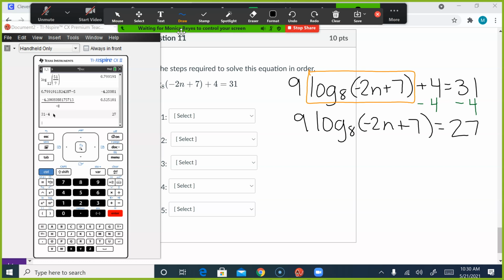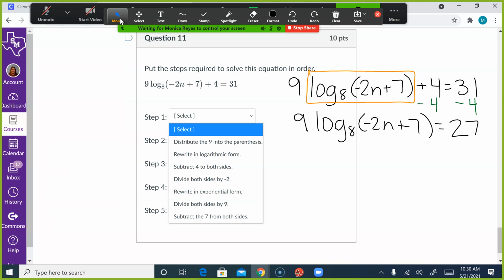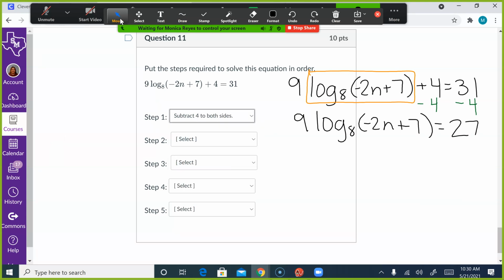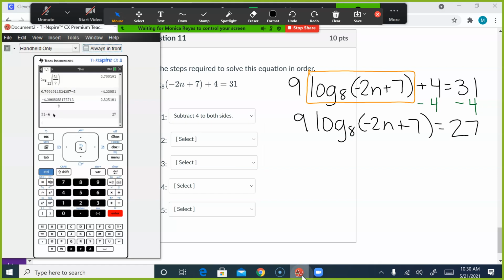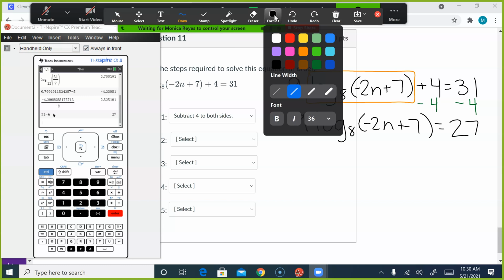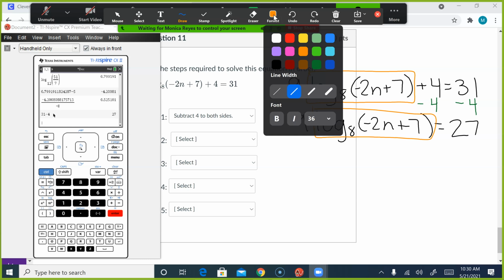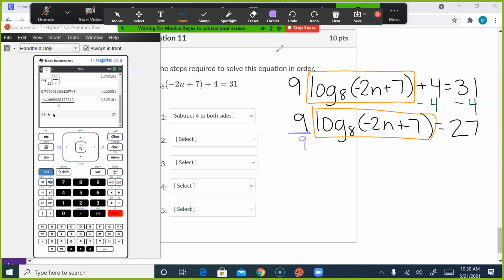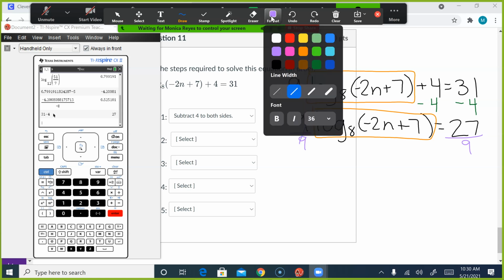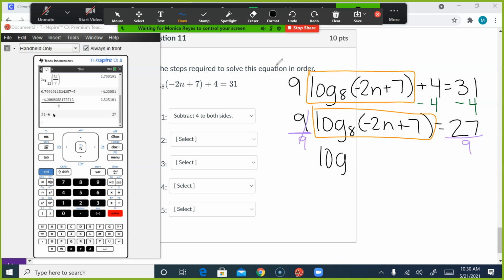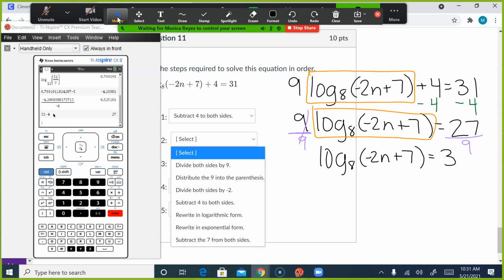Okay, so what did we do first? Step 1, we subtracted 4 from both sides. Step 2, again, the log part is still not completely by itself because we have that 9 in the front. So the next step is to divide the 9 away. Don't distribute it into the parentheses. Don't multiply it. Divide it to the other side. And we get log base 8 of negative 2n plus 7 equals 27 divided by 9, which is just 3. So again, step 2, divide both sides by 9.